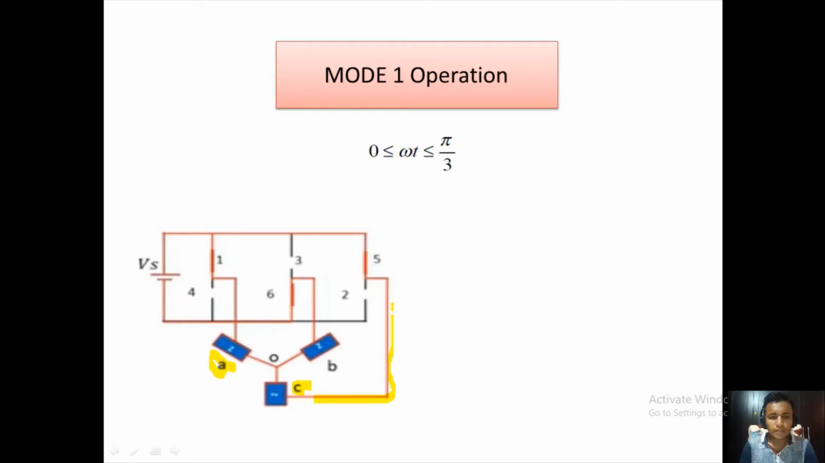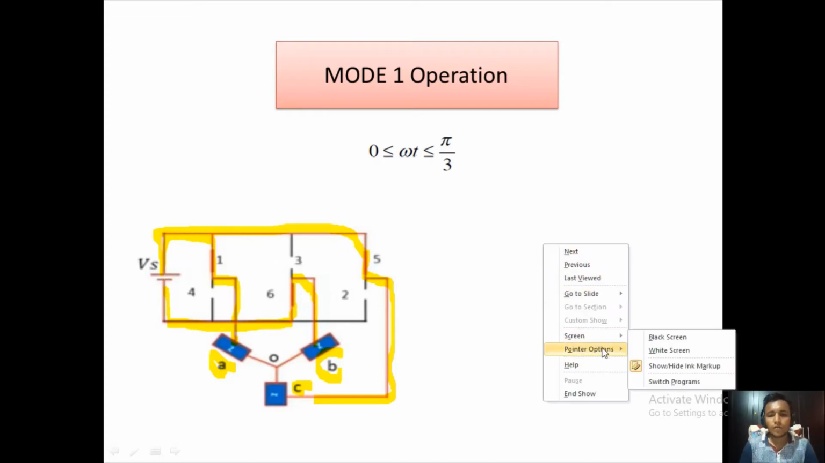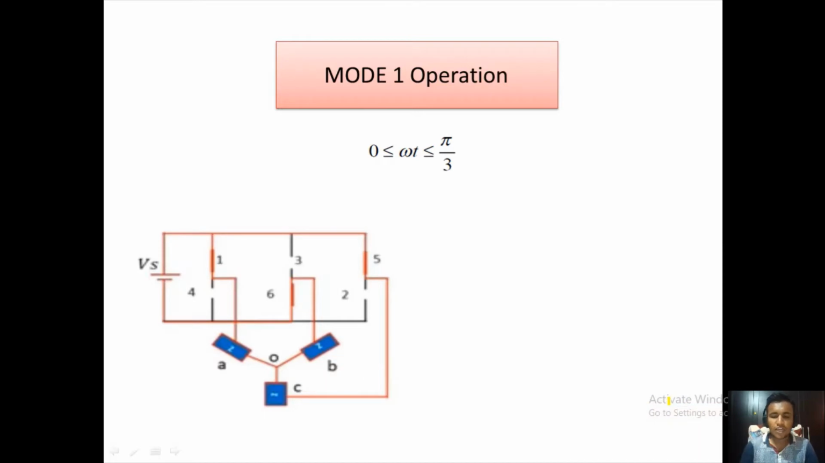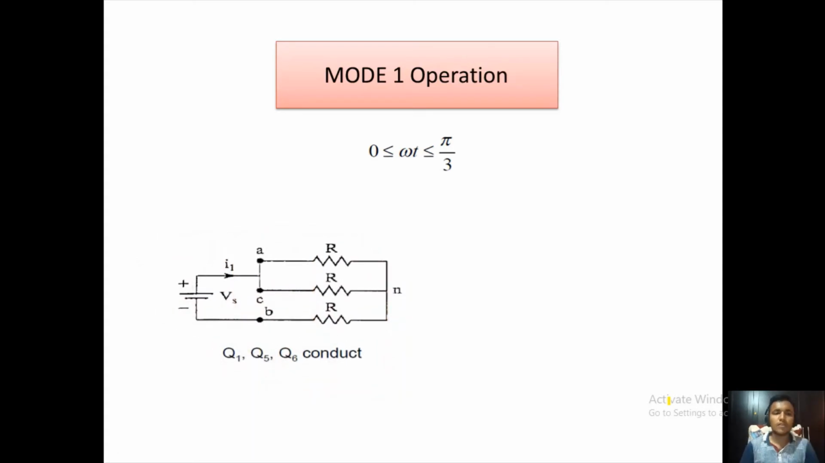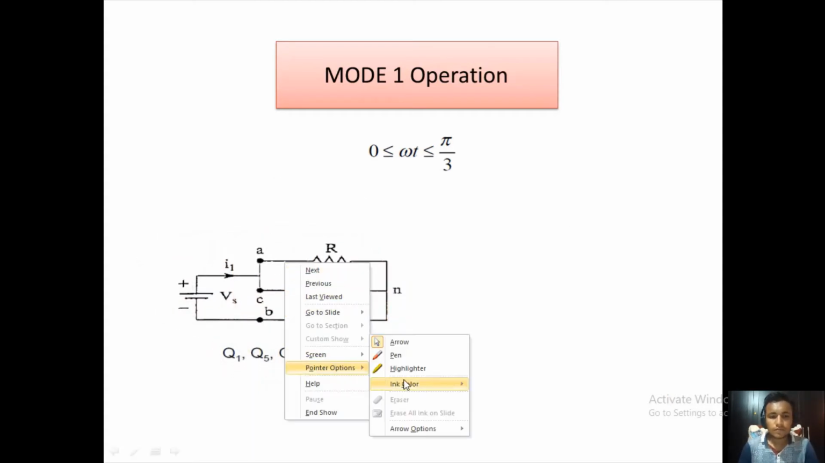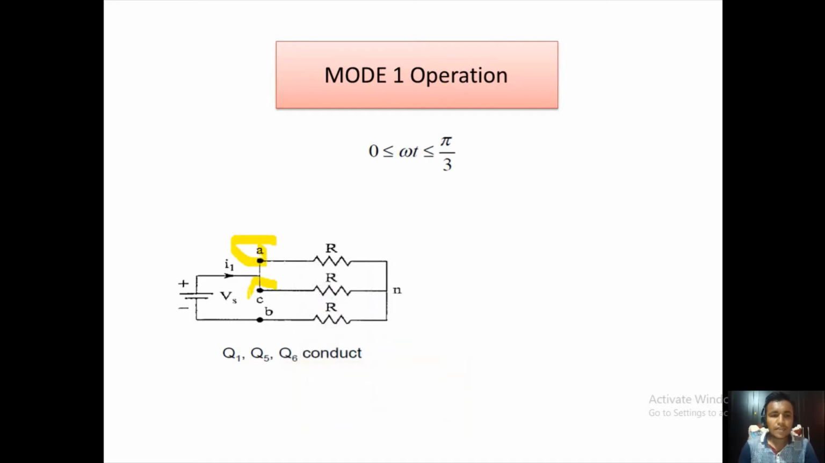You can see C is connected to the positive supply and the A terminal is also connected to the positive terminal. But 6, that is the B terminal, is connected to the negative terminal of the DC supply. So from this figure, if we draw the equivalent circuit, it is like this. In the equivalent circuit you can see the A terminal and C terminal are connected across the positive terminal of the DC supply and the B terminal is connected to the negative terminal of the DC supply.